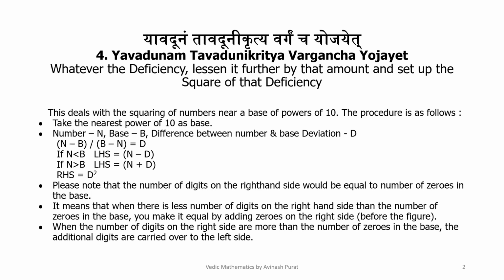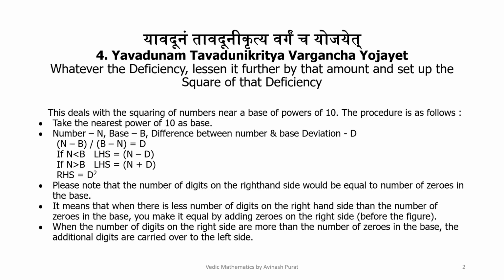Yavadunam Saudhunikritya Vargam cha yojayet. Whatever the deficiency, lessen it further by that amount and set up the square of that deficiency. This deals with the squaring of numbers near a base of powers of 10. The procedure is as follows.